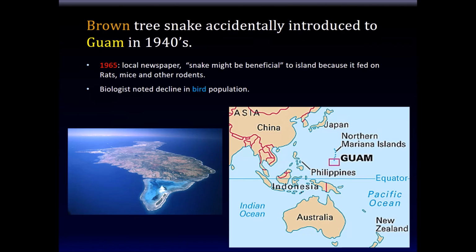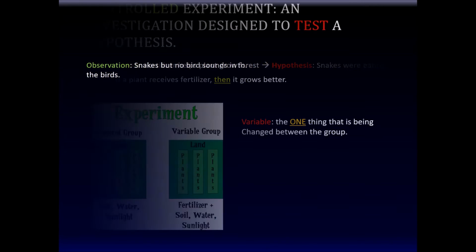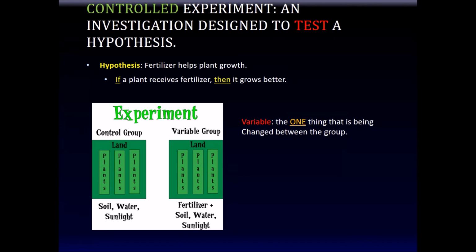So you have to be aware of your environment. When you walk outside, you have to notice what's around you. That's the quality of a scientist. So he came up with the hypothesis that snakes were eating the birds. Okay. Now, if you come up with a hypothesis, you have to come up with an experiment. All right.